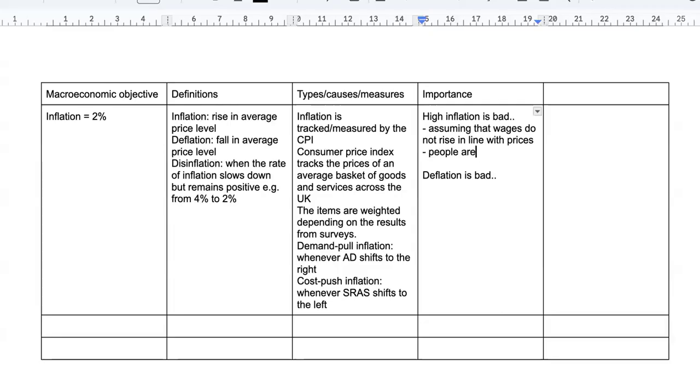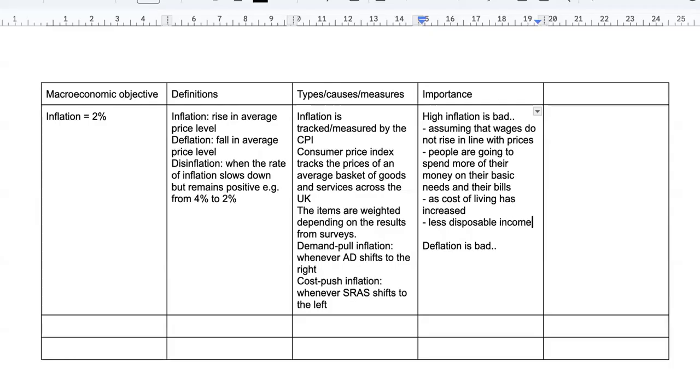people are going to spend more of their money on their basic needs and their bills as cost of living has increased. Could you say then there's less disposable income as well? Yes, spot on. Exactly. So people are going to be left over with less disposable income.